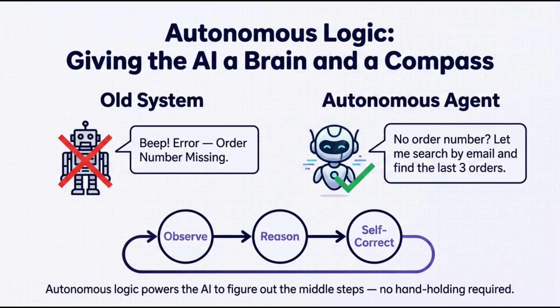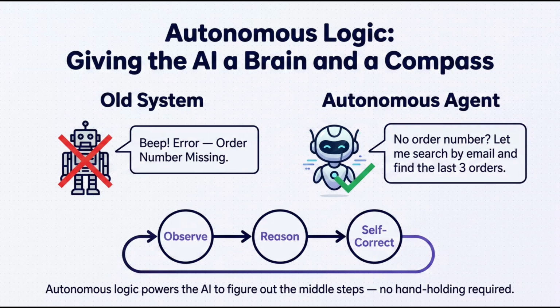It means the AI can look at its own work and say, wait, that doesn't look right. Let me try again. Imagine a dummy example of a customer service agent. In the old world, if a customer asked for a refund but didn't provide an order number, the system would just give an error message.